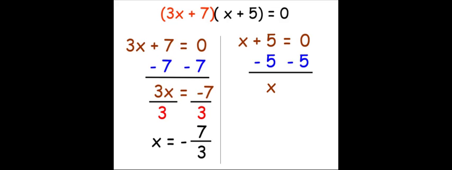And the second one, set it equal to 0 and solve. So now we know our answer is -5 and -7/3. And let's take a look at the last do now problem.